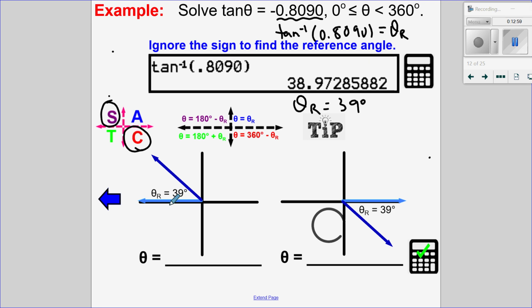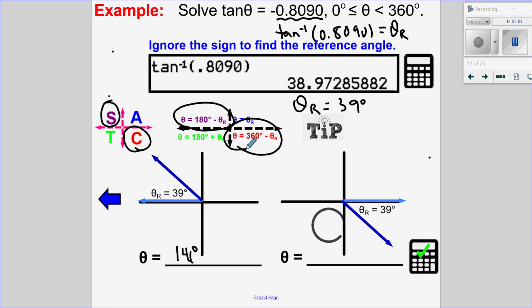So let's take that reference angle and put it into quadrants 2 and 4. In quadrant number 2, I'm going to do 180 minus my reference angle. So 180 minus 39 degrees, and that will be 141 degrees. And then in quadrant number 4, I'm going to do 360 minus my reference angle. So that's going to be 321.